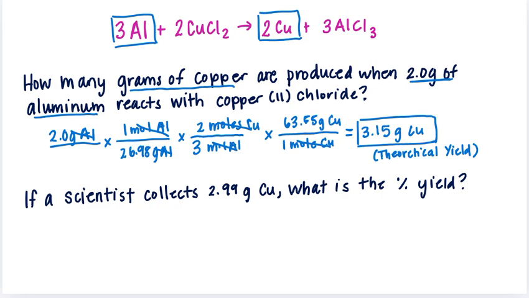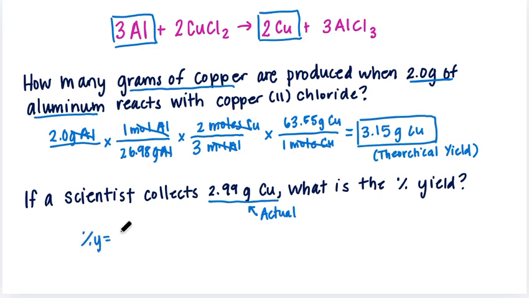All right, so whenever you are doing dimensional analysis, the amount of product that you should produce through your stoichiometry problem is going to give you your theoretical yield, or the amount that you should produce if everything goes perfect. But if we go to the next part of this problem, it says that a scientist collects 2.99 grams of copper when they actually run the experiment. So since I'm not running the lab myself, this actual amount would have to be given to me in the problem. So our end goal here is to find the percent yield.